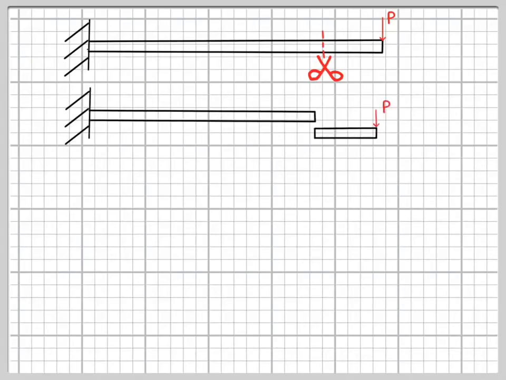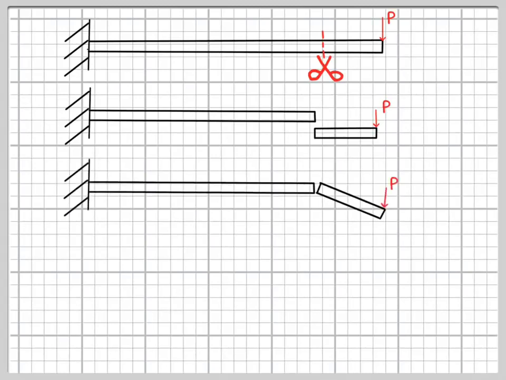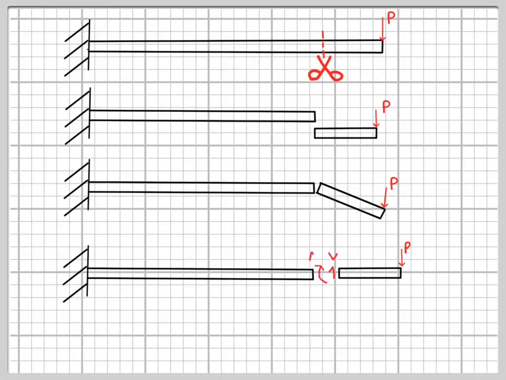One is it would drop vertically, and this is the effect of the shearing on the beam. And the second is that it might rotate about the cut, and this is an example of bending in the beam. We know in reality that this doesn't happen if we don't cut the beam, but there must be forces preventing both the vertical movement and the rotation, and it's these forces which are internal to the beam that are known as the shear force and the bending moment in the beam.